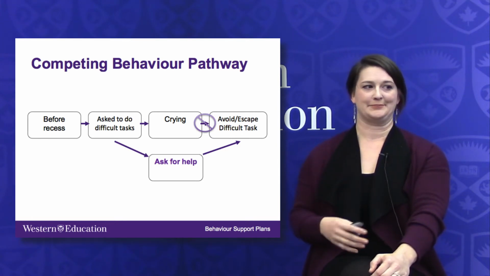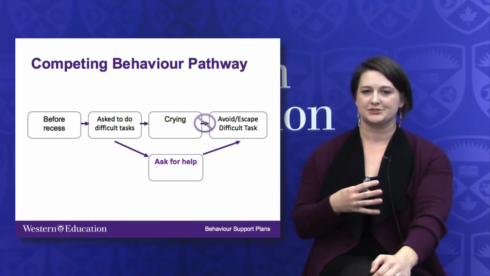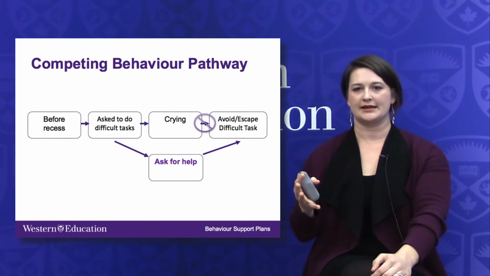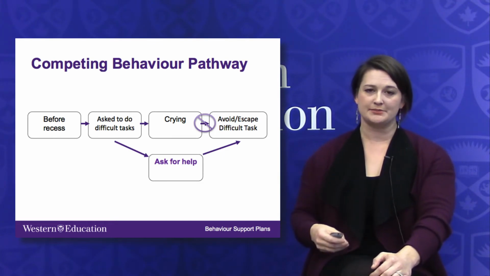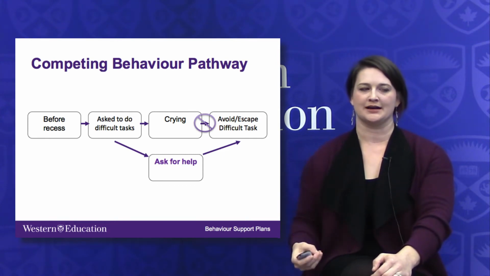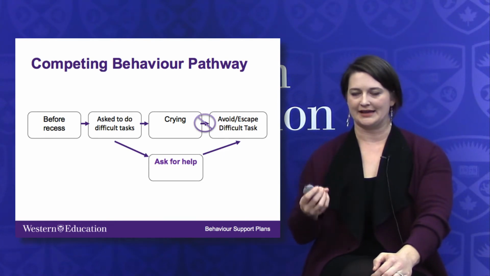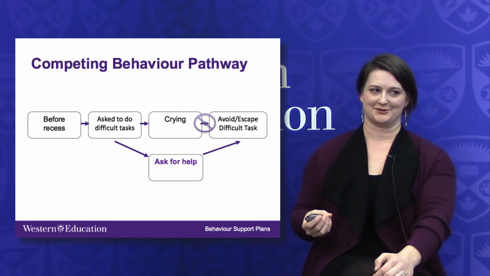So here's an example. Before recess, a student is asked to do a difficult task for them, and typically they engage in crying, and now that task gets removed. We can replace the behavior with something like asking for help. That task becomes less difficult. They get to avoid and escape that difficult task in a more socially appropriate manner.